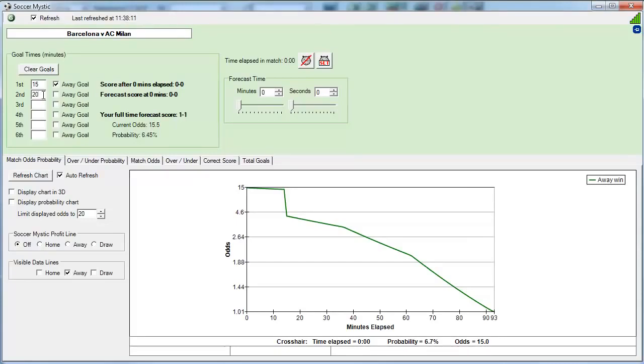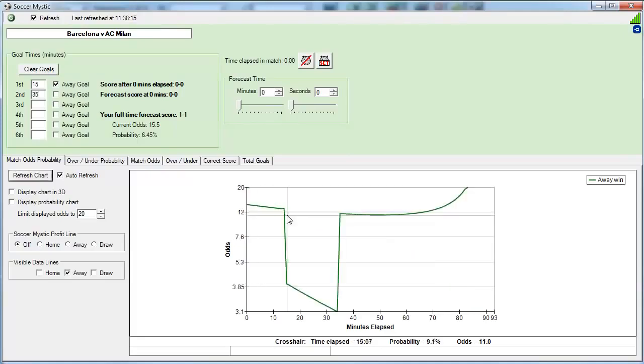So, let's say that they equalise after 20 or maybe 35 minutes, probably more realistic. Then you can see that Soccer Mystic allows you to plot approximately what the odds are likely to do. So it's a useful tool for getting a better understanding of the way that odds move in a football match, because sometimes they just don't move the way that you'd expect.